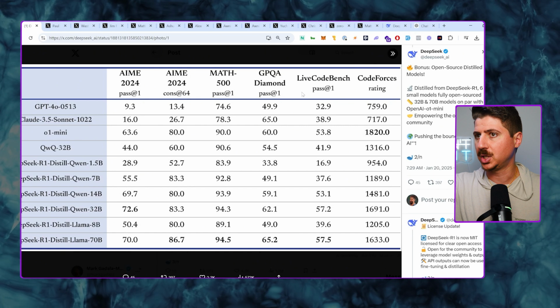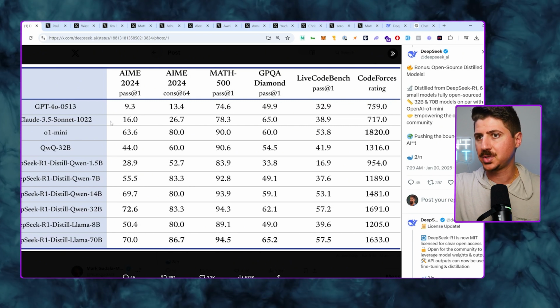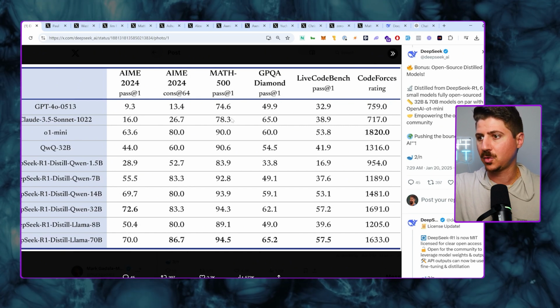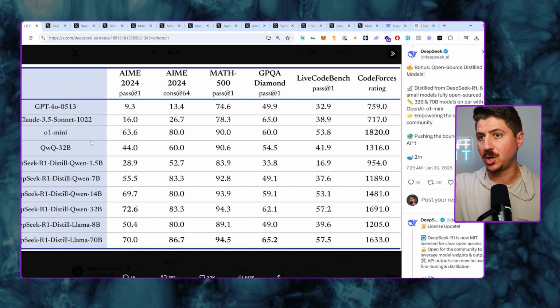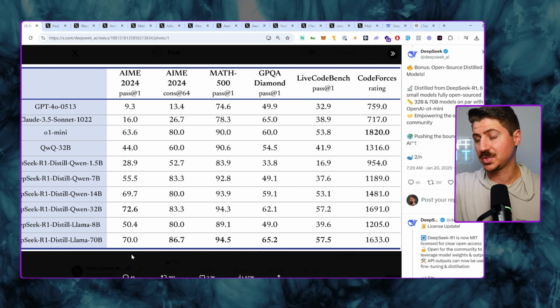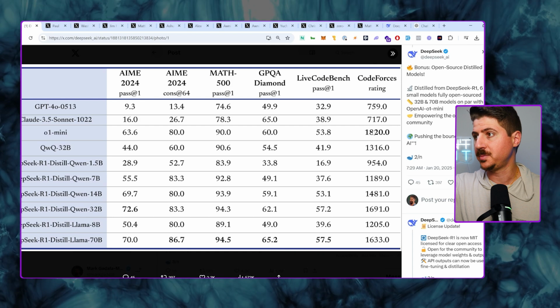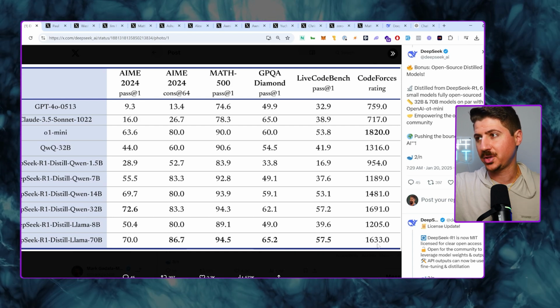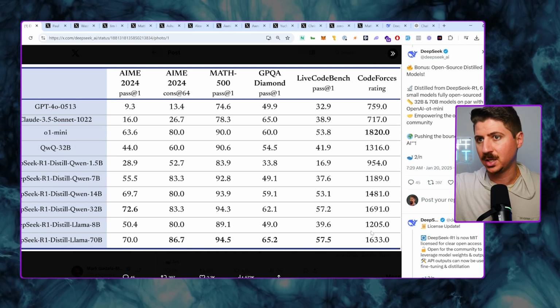So you can see on the coding benchmarks. So on the math benchmarks, you can see that 4.0 is about a 74. Their model is a 94.5. 01 mini is about a 90. Their model is a 94.5. So obviously way, way better. In coding, 01 mini gets an 1820. They get a 1633. So 01 mini is a little bit better at coding according to this.